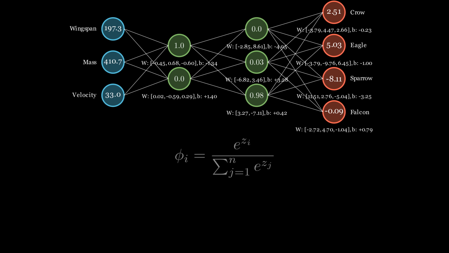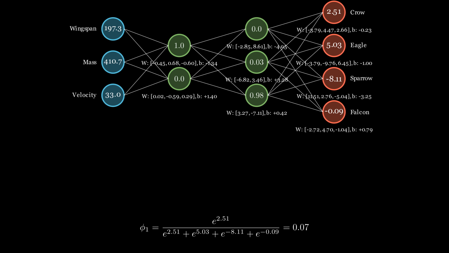So, for the first neuron, you raise e to the power of the logit for the crow and divide it by the sum of e raised to the power of the logit from each class. So e to the logit of a falcon, plus e to the logit of an eagle, plus e to the logit of the crow, and plus e to the logit of the sparrow. Let's do the same for the second neuron. The denominator stays the same, we just change the numerator to e to the power of the logit of an eagle. Repeat the same operation for the next two, and finally, we have officially gone through the forward propagation.